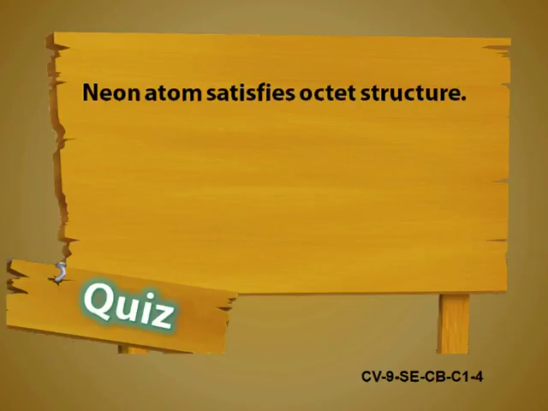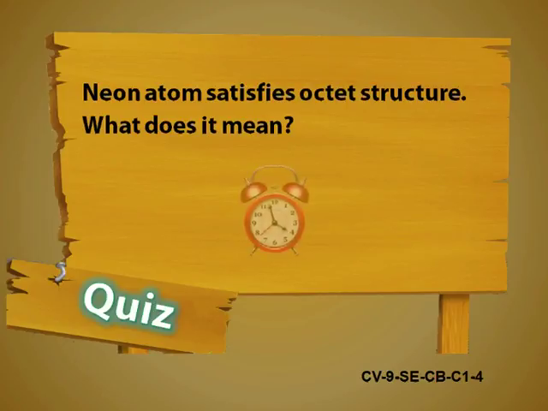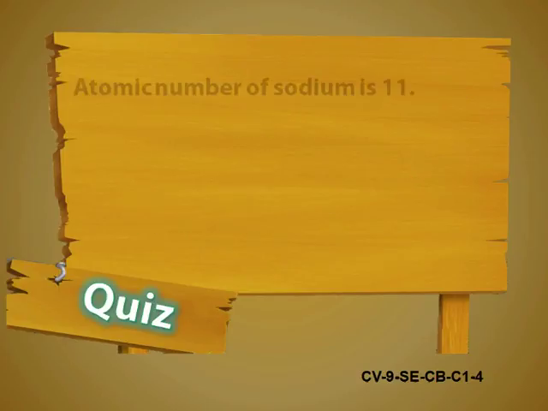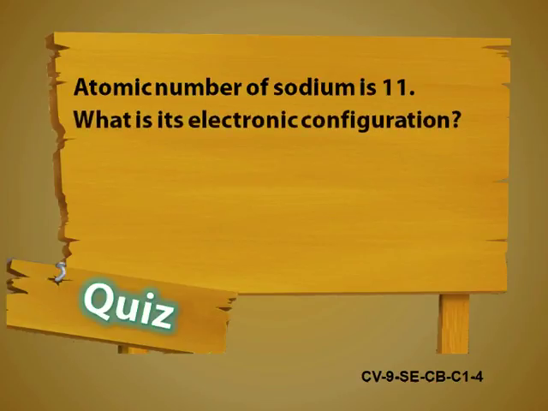Neon atom satisfies the octet structure. What does it mean? This means that there are 8 electrons in its outermost shell. The atomic number of sodium is 11. What is its electronic configuration? 1s2, 2s2, 2p6, 3s1.